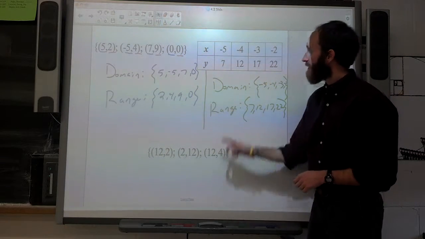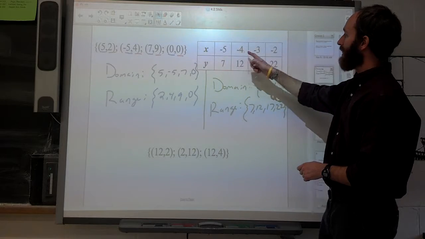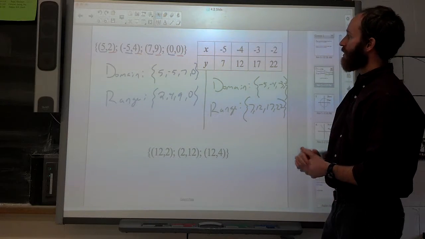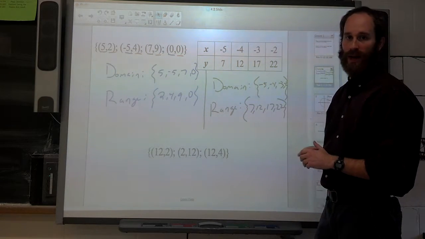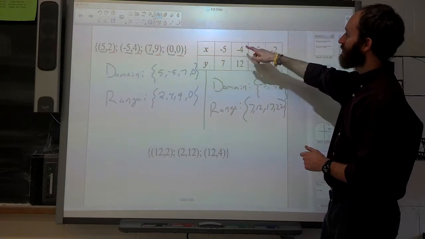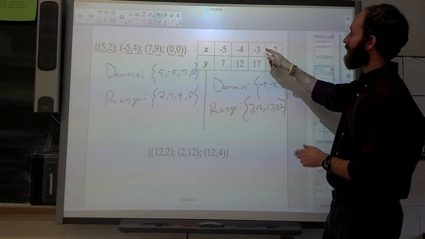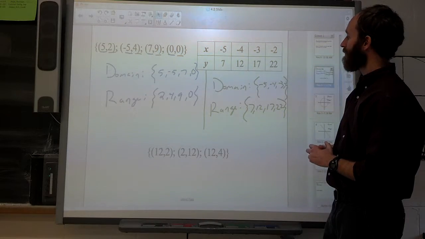The question would be then, is this a function? Does this have just one x value for each y value? Another way of hearing it: no more than one domain paired with a range. And you'll see that yes, every x value is only used once, so we're good there.